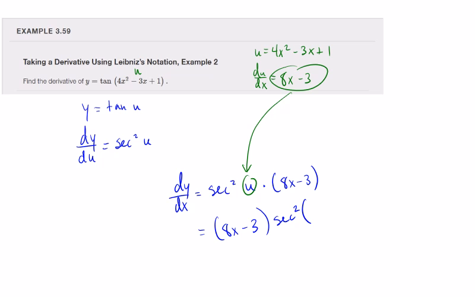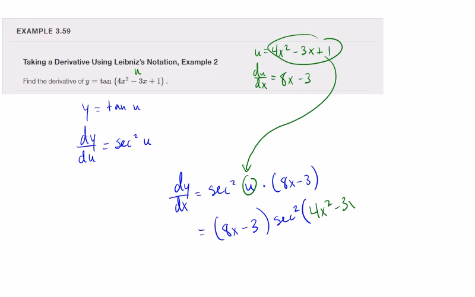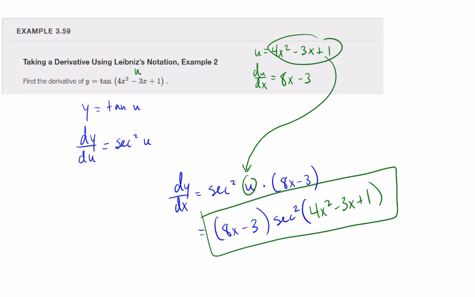And I made a mistake. It's not this that we're putting in. It's this that we're putting in, right? So it's going to be 4x squared minus 3x plus 1, the original function, right? Not the derivative. So watch out. Don't make that same mistake. All right, and so that's our final answer there for dy dx, or the derivative of this function here, y equals tangent of 4x squared minus 3x plus 1.